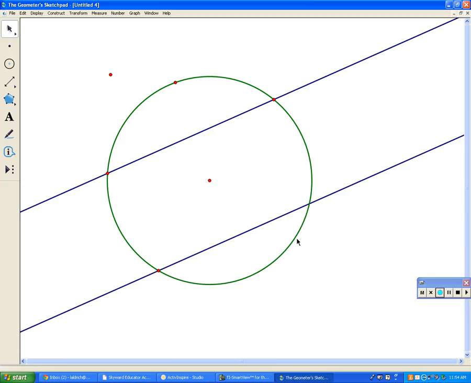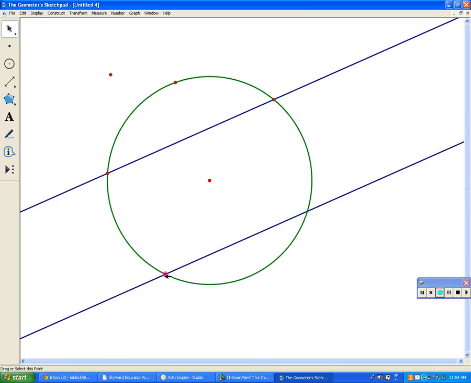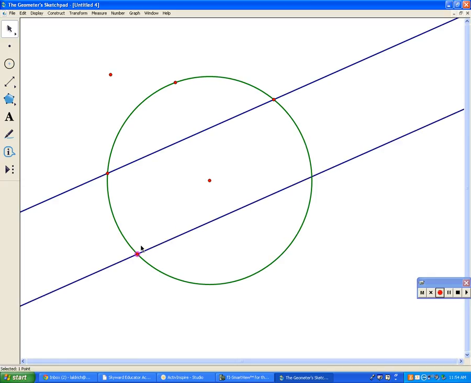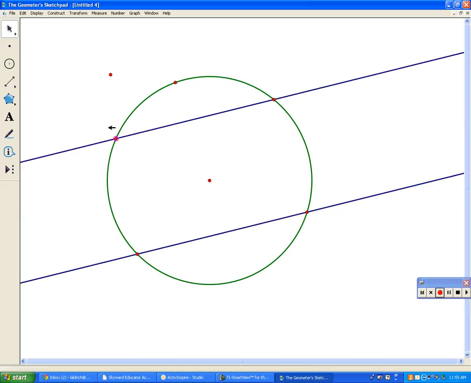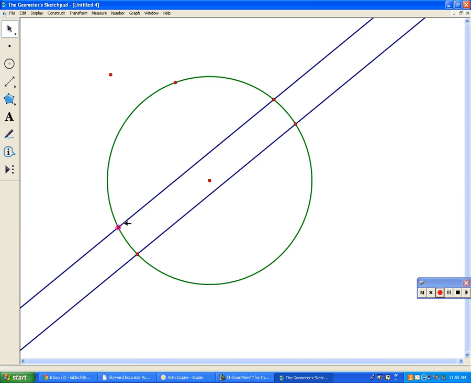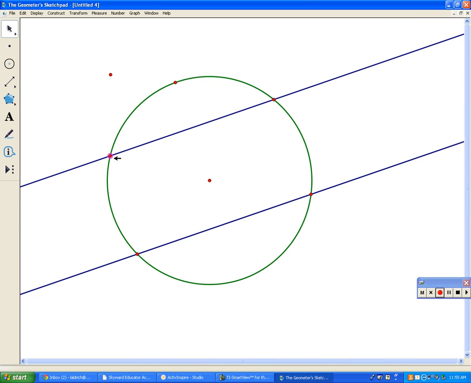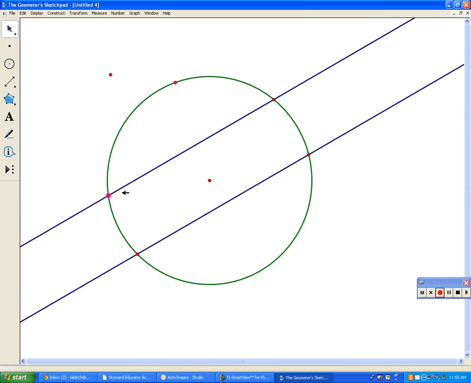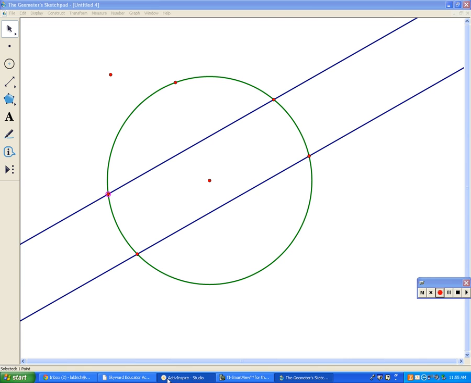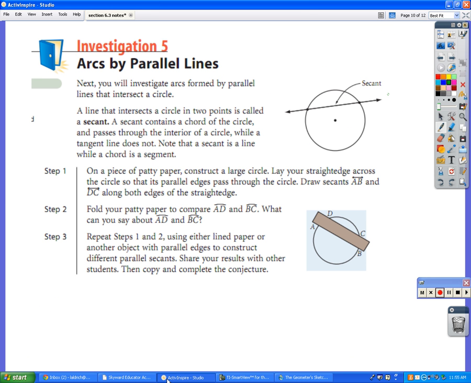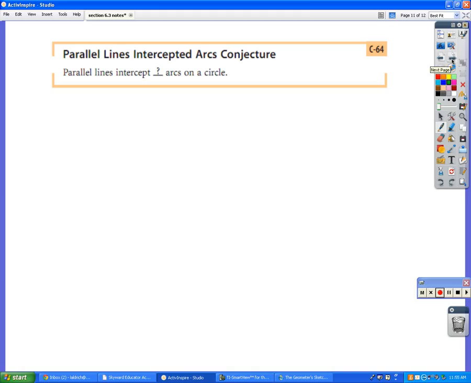Yeah, they look like they're probably the same. Okay, I don't really quite get how to measure that arc, so you're just going to have to trust me on that. But since those two lines are always going to be parallel, can you see that the arcs that they intersect are going to be congruent? Okay, does that work for you? You take my word for it kind of deal? All right? Okay, so parallel lines intercept what kind of arcs on a circle?